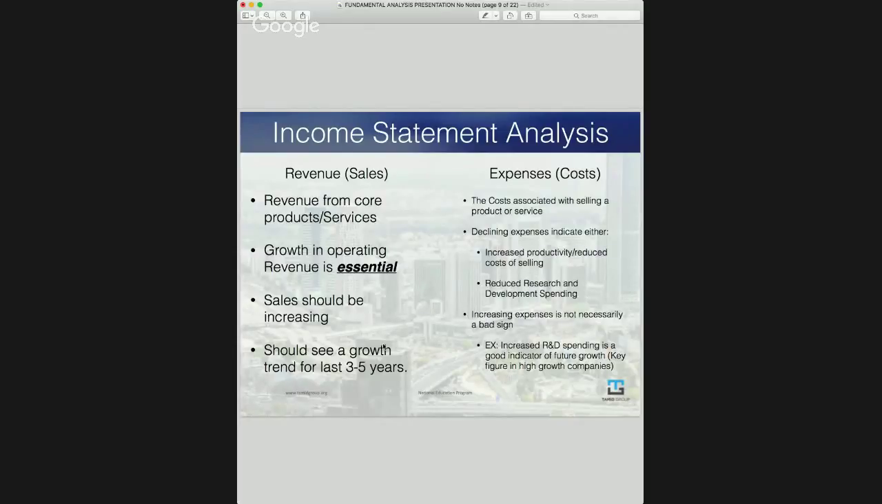Sales should be increasing, and we should see growth trends for 3 to 5 years. Remember, we're long-term investors. We don't care about the next 2 months. We care about the next 5 years.